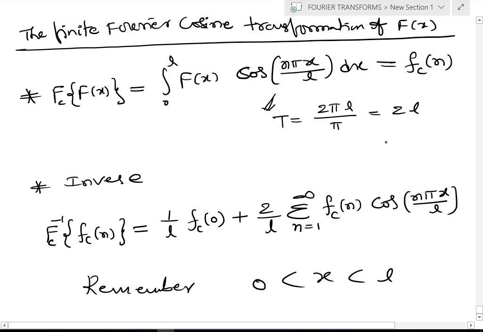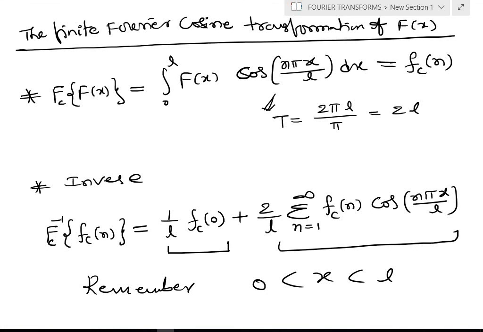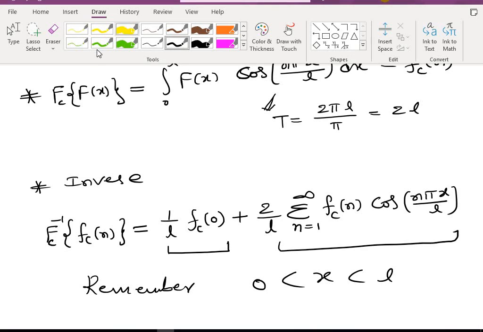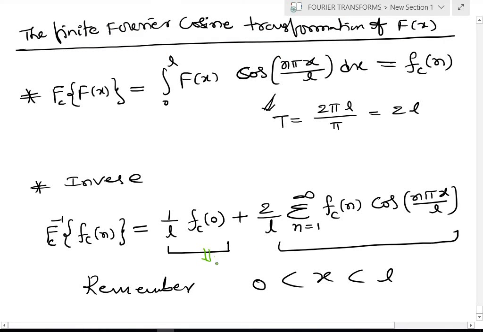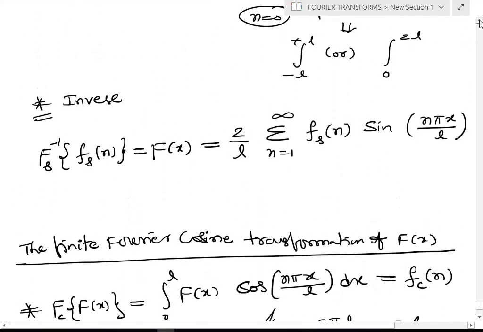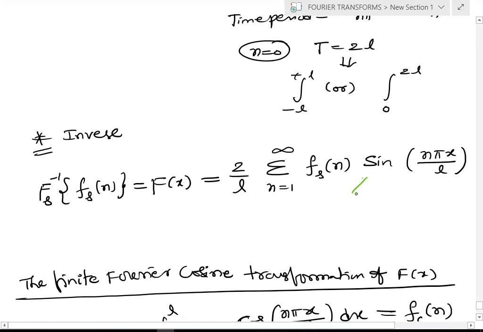Okay, so these are the Fourier cosine and sine transformations. In the inverse formula, I am getting this term as well as this term. If you compare, this term will be the A0 term in Fourier series, and this will be the AN term in Fourier series. This will be the BN term in Fourier series. Okay, so be careful. You're supposed to remember the formulas to understand the things in the clearest form. Okay, these are the definitions.